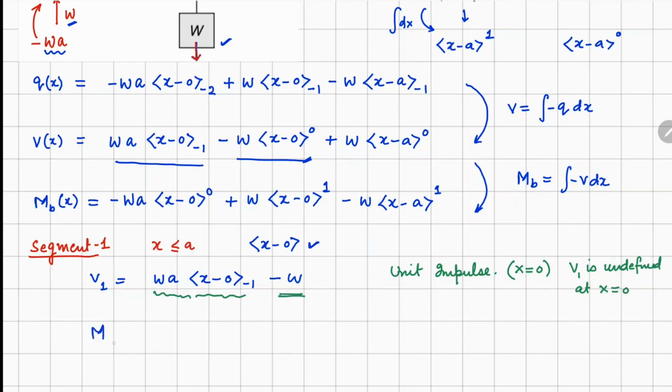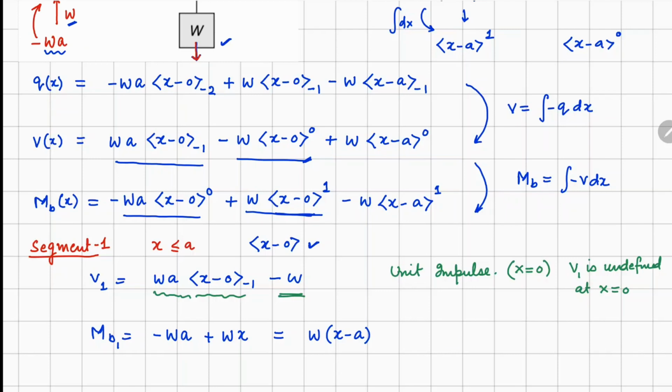Similarly, if you calculate your MB1, for MB1 also we are going to calculate this and this one. So the first term gives you minus WA, x minus 0 to the power 0 will give you 1, so we have minus WA there, plus W. From this part, x minus 0 to the power 1 will give you x, so we get WX. So if I simplify this, I can write this as W common, x minus a. So this is your moment.